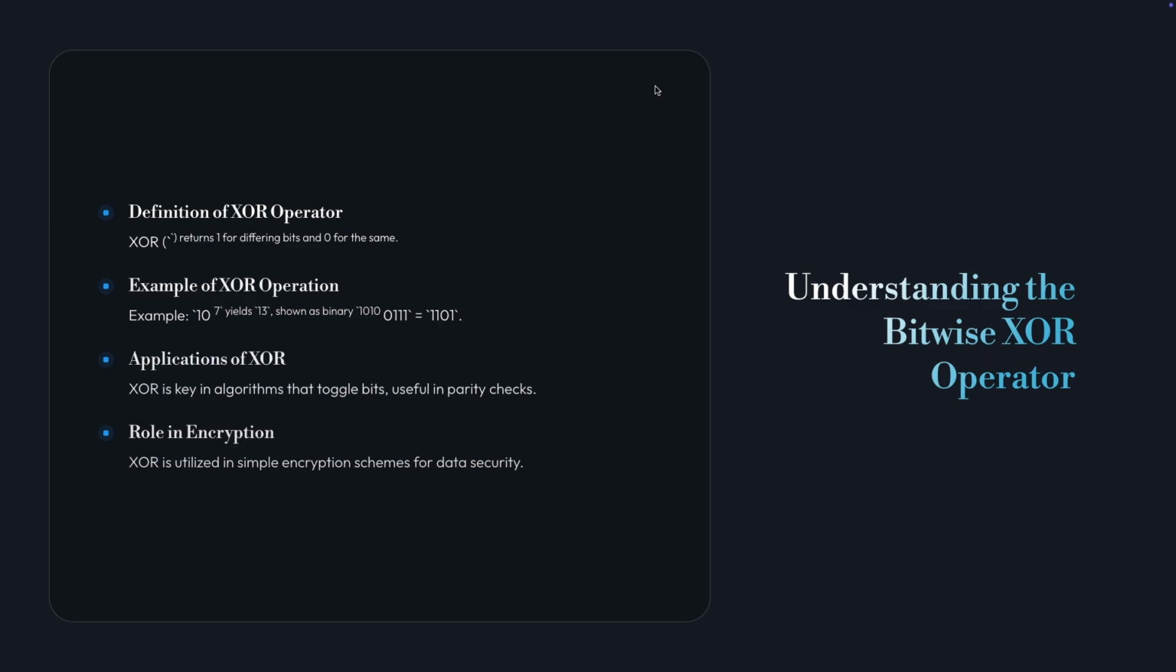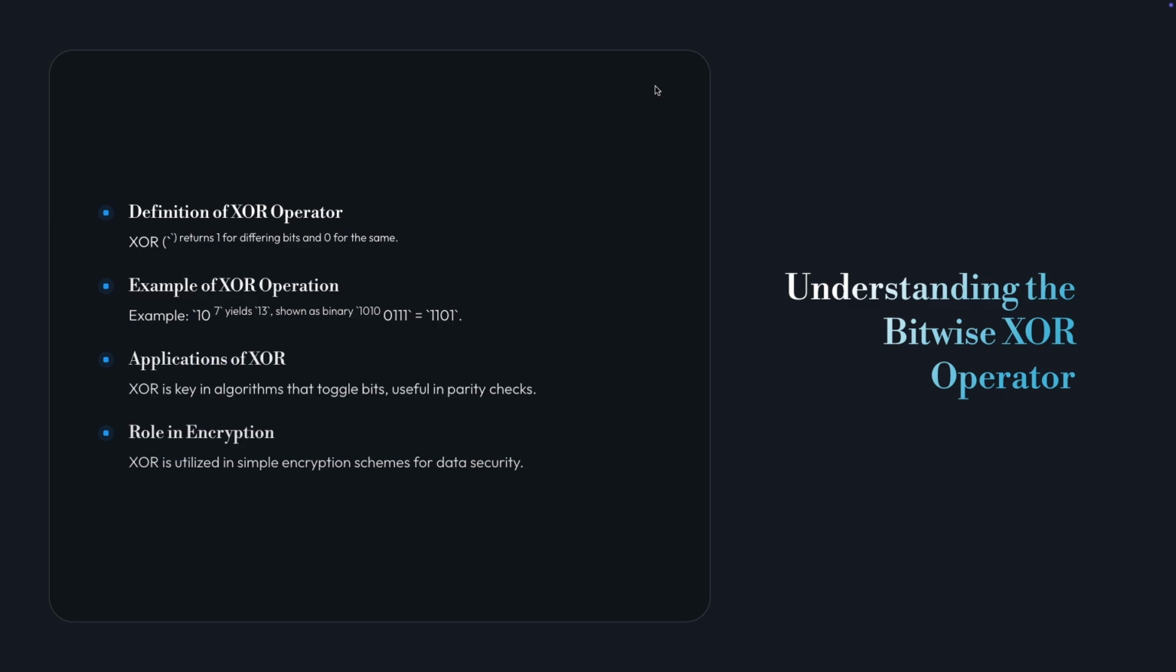So 10 XOR 7, that's binary 1010 XOR 0111. Okay, walk me through it. Let's see. First bits 1 and 0 are different, so 1. Second 0 and 1 are different, so 1. Third 1 and 1 are the same, so 0. Fourth 0, 0, and they're the same, so 0. Wait, did I do that right? No, hold on.